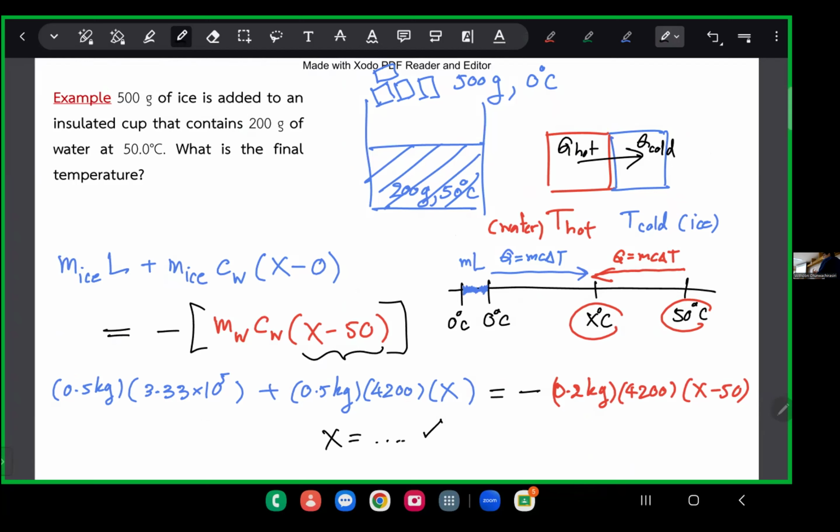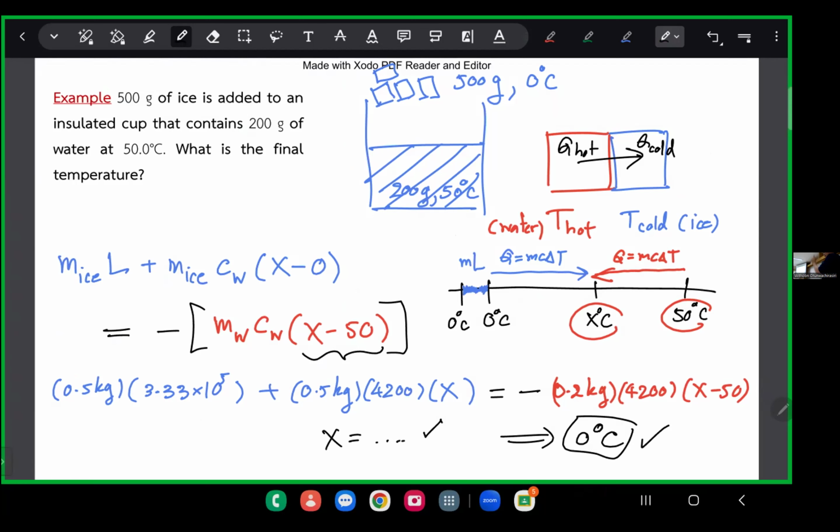And all the energy comes from the water. You extract energy from water to melt the ice. But it turns out it's too much. The water does not have that much energy for you to melt the ice. Does that make sense? So that's why X is negative. So it turns out for this problem, your answer is 0 degrees Celsius. That's your final answer. So it means only part of the ice gets melted. You guys with me? You don't completely melt the ice. You only partially melt the ice.